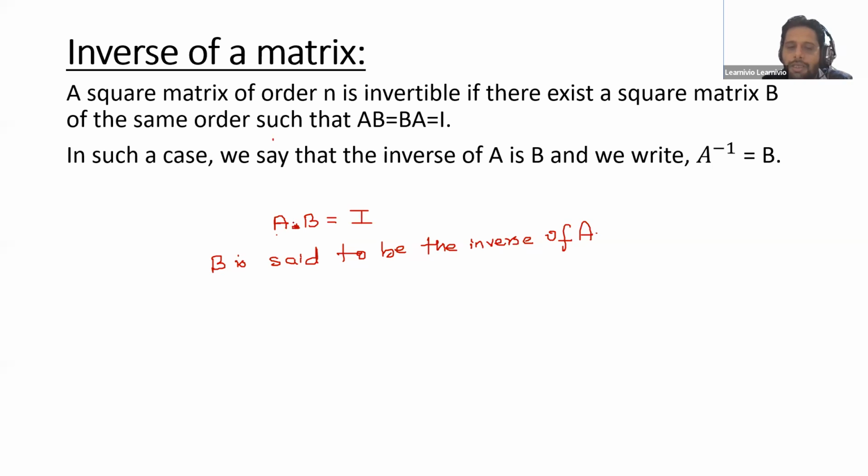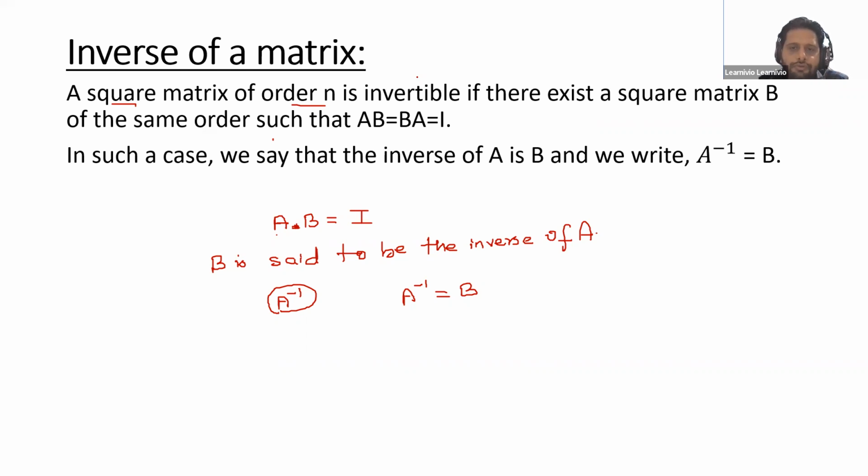Okay, if you are multiplying A with B, you are getting identity, then B is said to be the inverse of A. Inverse of A is denoted by A inverse, like this. Inverse of a matrix A is denoted by this symbol. So that means A inverse is equal to B. The same thing is written in this definition, that if A is a square matrix of order n, now what is meant by invertible? If the inverse of a matrix exists, then we will say that the matrix is invertible.